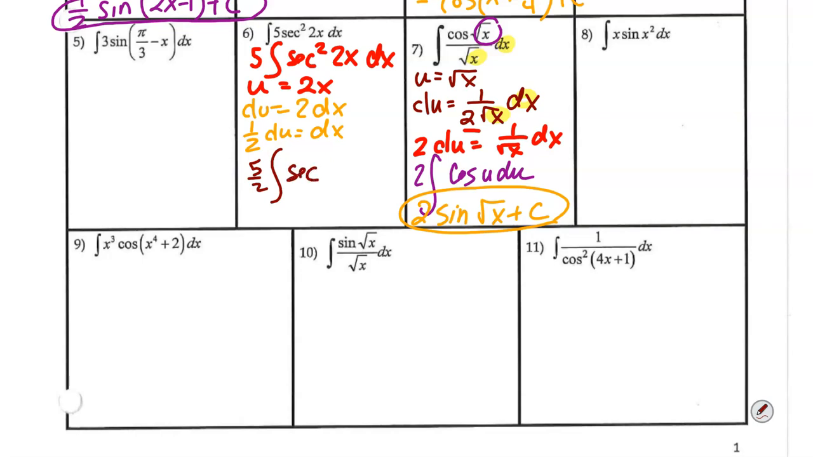Then I'm left with secant squared u du. And this goes into the fact of, okay, well, it's been a while since we've done this, but what trig function's derivative, because remember that's how you integrate, what trig function's derivative is secant squared? Tangent. It's tangent. Now if this is something else, which we're not going to do right now, then you have a different method. But this is going to be tangent.